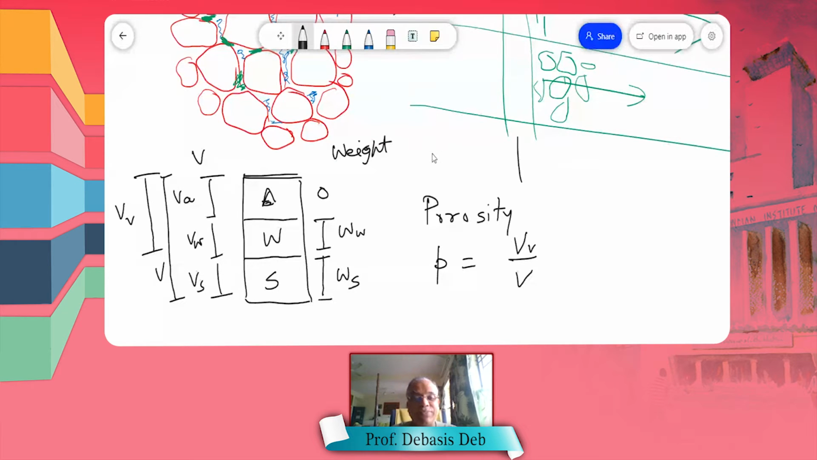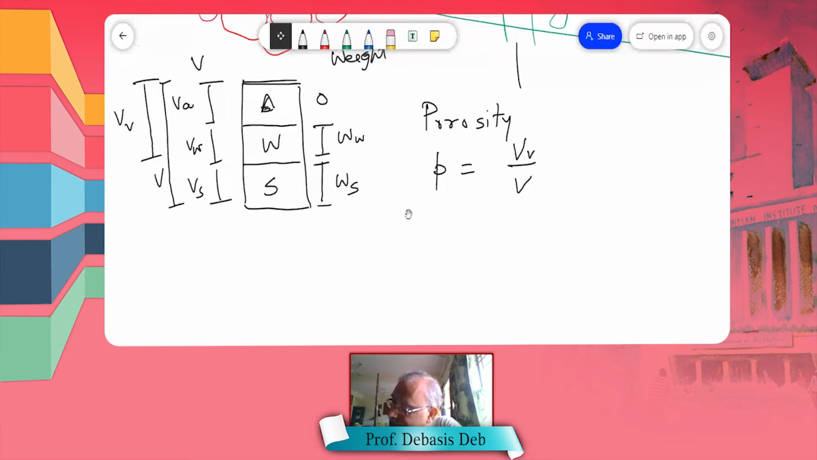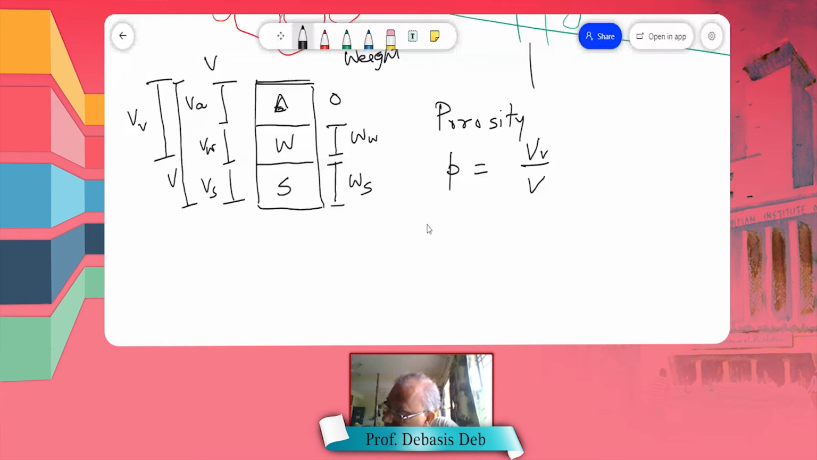Now, the second definition is void ratio, and this is defined by e. Basically, this is defined by e. This is the volume of void by the volume of solid. See, this is a ratio. So volume of void divided by volume of solid.